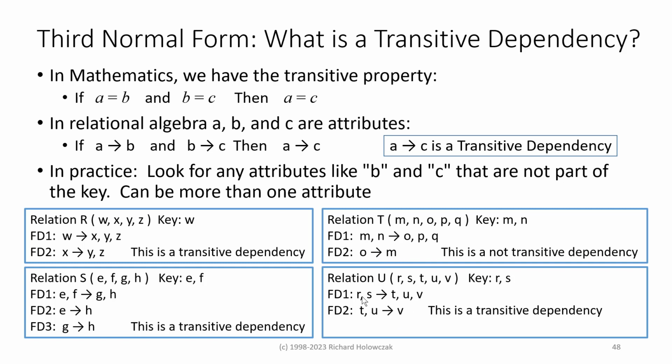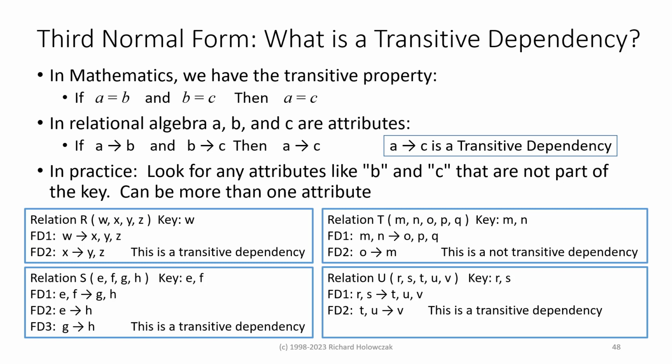How about this one? R and S determine T, U, and V. And then T, U determines V. This is also a transitive dependency. R, S determines T, U. You can think of those two together. And then T, U determines V. Therefore, we know that R, S determines V. So that is a transitive dependency.